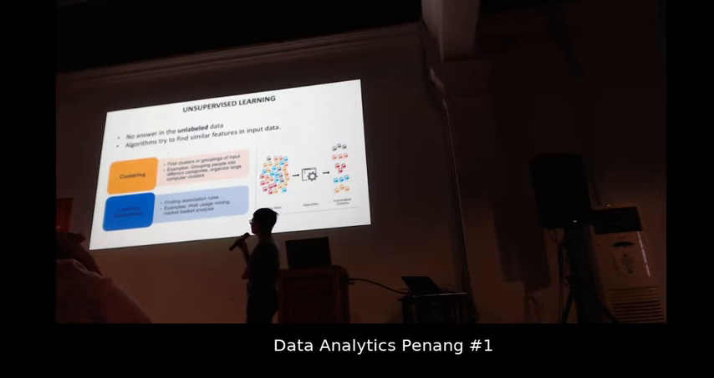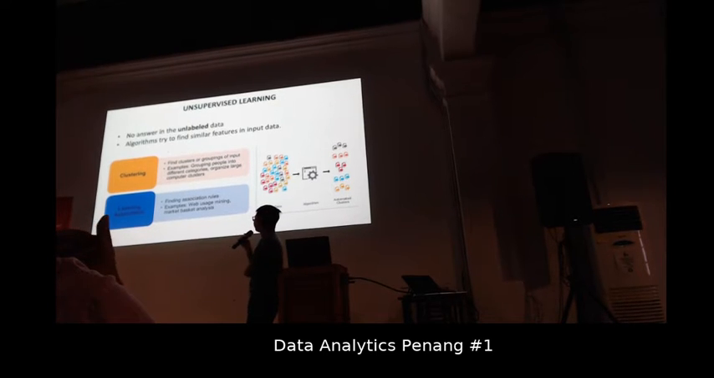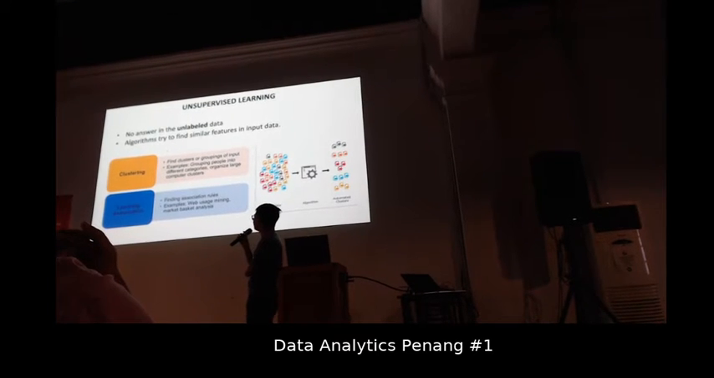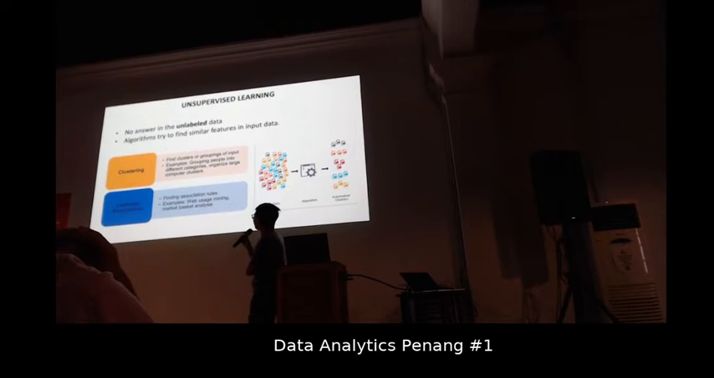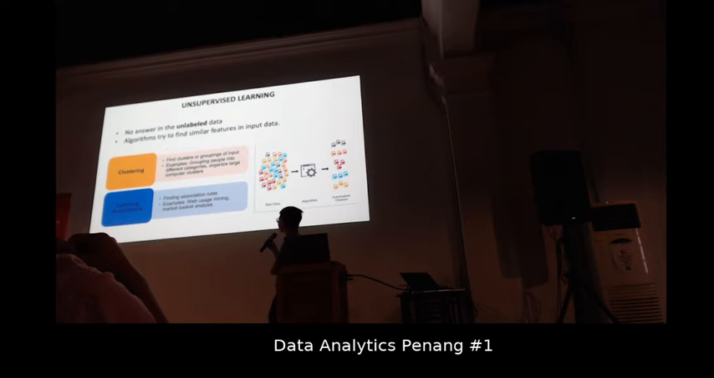So for unsupervised learning, we have two main categories. The first one is clustering. It means finding clusters or groupings of the input data. For example, you want to group people into different categories. Or we want to organize a large computer cluster.